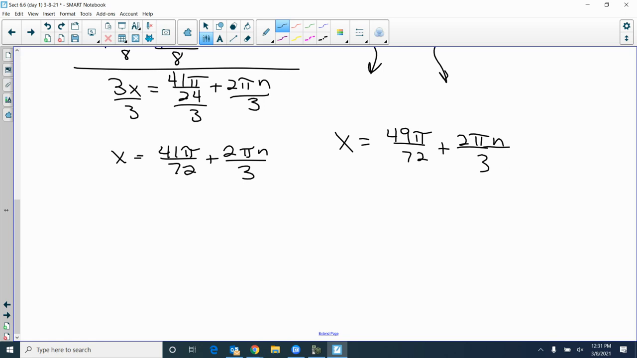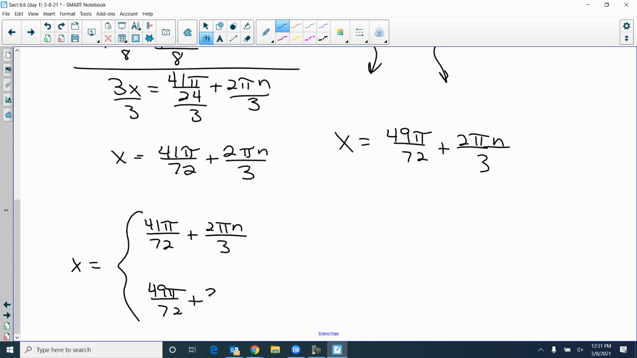Do we need to list both of them? Yes. Only for tangent, the only this one. This is two distinct sets of answers. Now I'm just going to make this a little bit nicer. 41 pi over 72 plus 2 pi n over 3. 49 pi over 72 plus 2 pi n over 3 for any integer n.